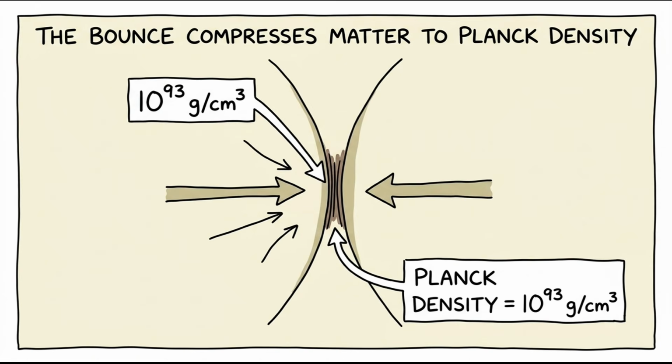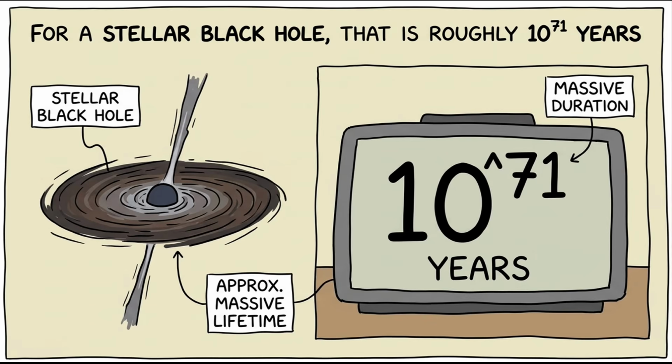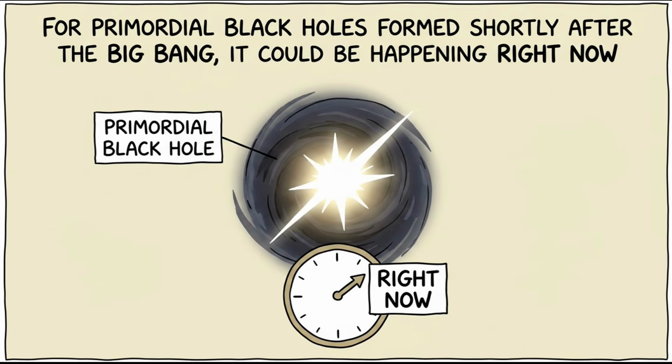The predicted bounce compresses matter to Planck density, around 10 to the power of 93 grams per cubic centimeter, before reversing. The full bounce takes a time proportional to the black hole's mass squared. For a stellar black hole, that is roughly 10 to the power of 71 years. For primordial black holes formed shortly after the Big Bang, it could be happening right now.